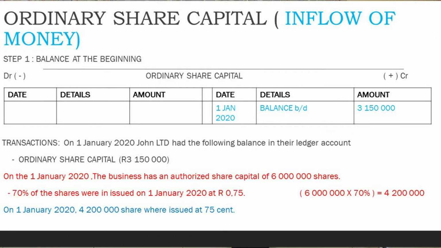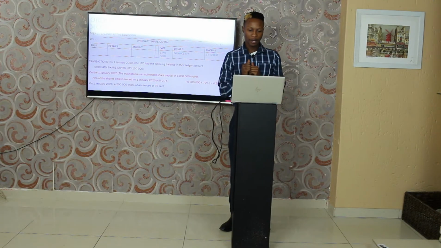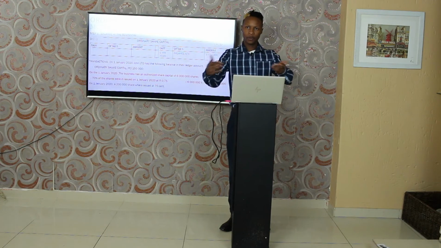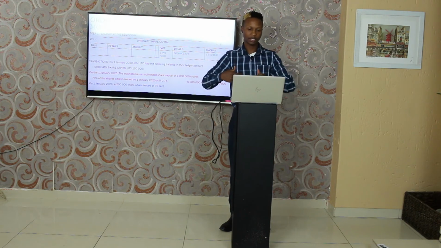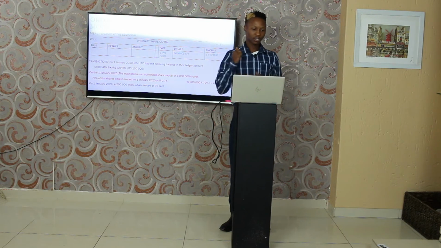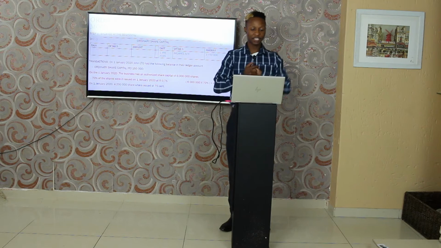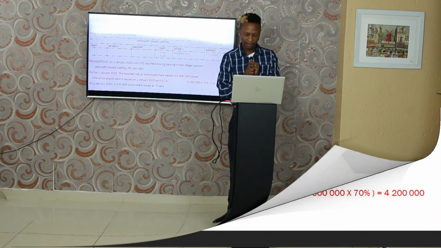But sometimes accounting is too tricky, so they will confuse you. Maybe they will give you different transactions, for example: on the 1st of January 2020, the business has an authorized share capital of 6 million shares. And then they say 70% of shares were in issue on the 1st of January 2020 at 75 cents per share. Meaning you must calculate. They gave you your authorized shares. Authorized shares are those shares we put in place before we open our company. How many shares do we have before we start issuing shares, before we buy back shares? That's why we say they are authorized shares.